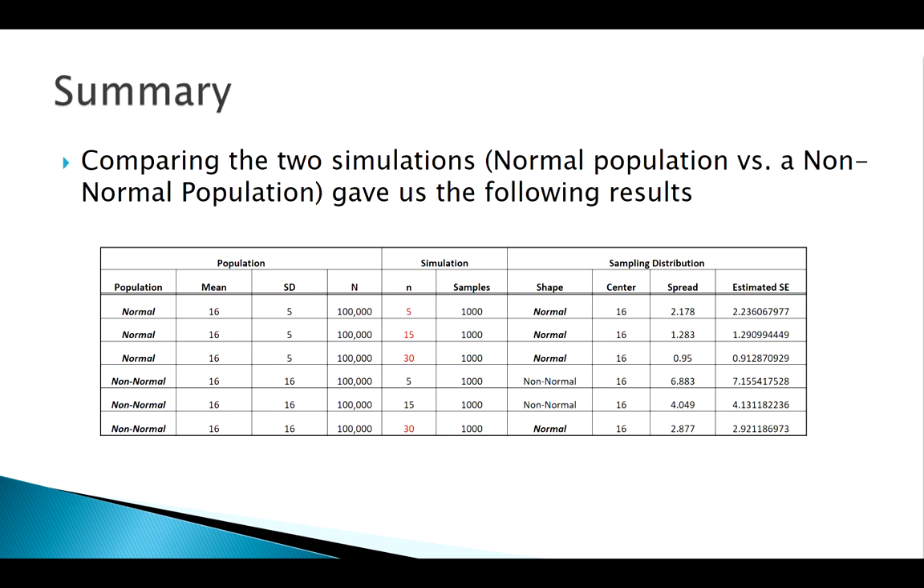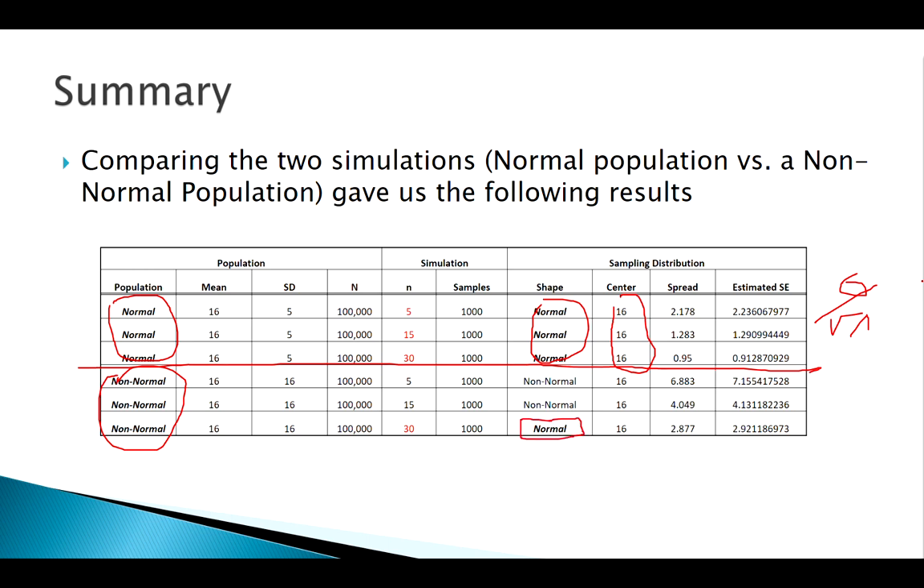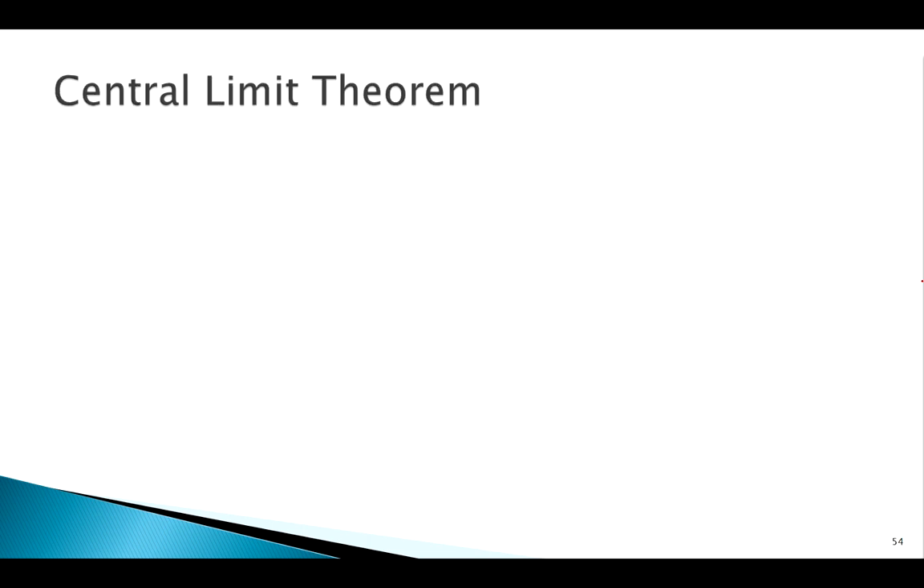So, comparing these two simulations, normal population, everything looked normal across the board, everything looked accurate across the board, sigma over root n is a good estimate, and as n gets bigger, my standard error goes down. When sampling from a non-normal population, we really had to get a big sample size in order to see that normality emerge. Right? That is what this idea of the Central Limit Theorem says.